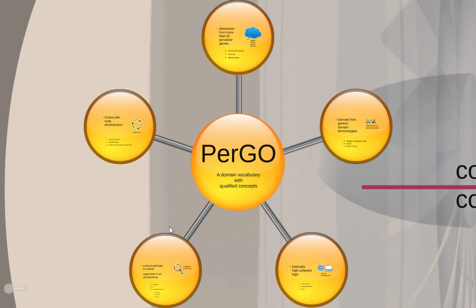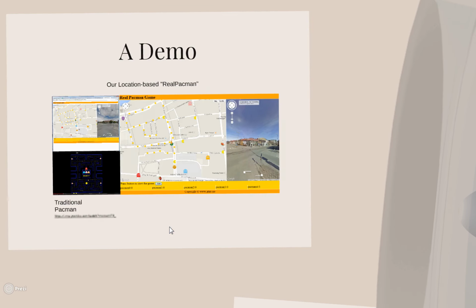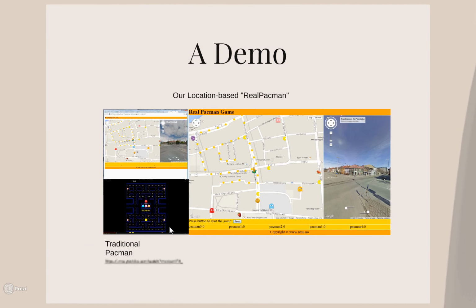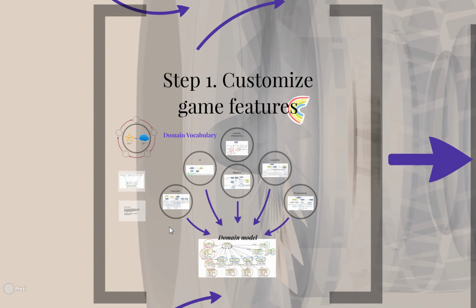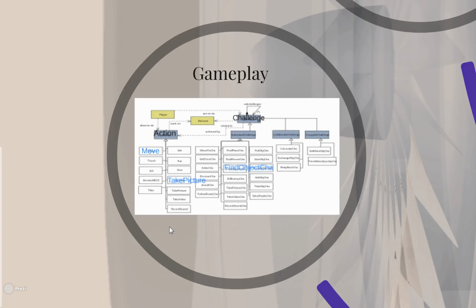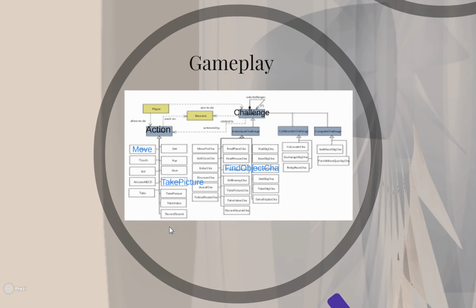If we revisit the previous demonstration of real Pac-Man games, it may be clearer how PerGO helps us to define the game features for the tools. We go through the 6 perspectives of PerGO in sequence. In gameplay perspective, 2 groups of concepts are included: challenges, meaning what players need to do in the game, and actions, meaning what players are allowed to do to overcome the challenges.